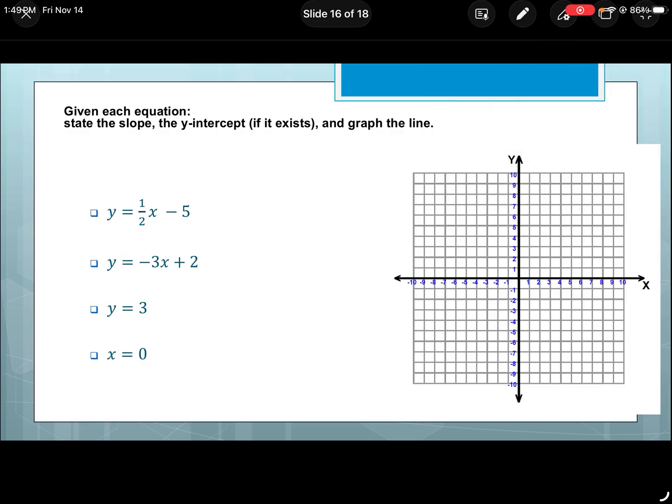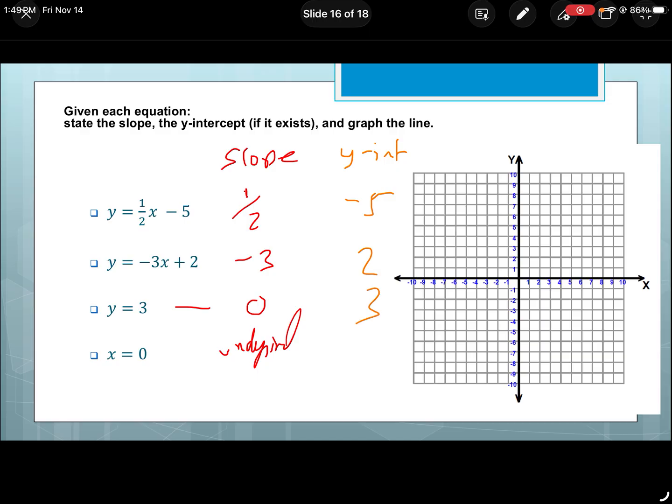So the slope for this one is 1/2, right? The slope for this one is -3. The slope for y = 3 is 0, because it's going to look a straight line like that. And then the slope for x = 0 is undefined, right? For the y-intercept, orange I guess we'll do. The y-intercept is -5, the y-intercept is 2, the y-intercept for this is 3, the y-intercept for this does not exist, NA, doesn't exist.